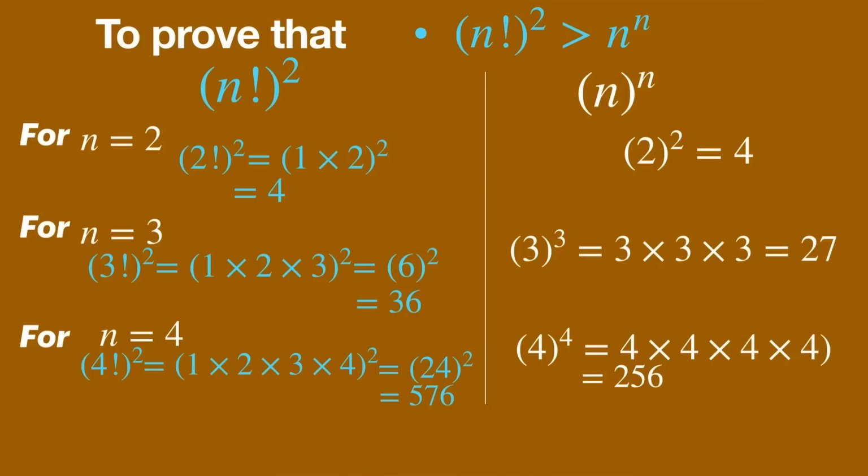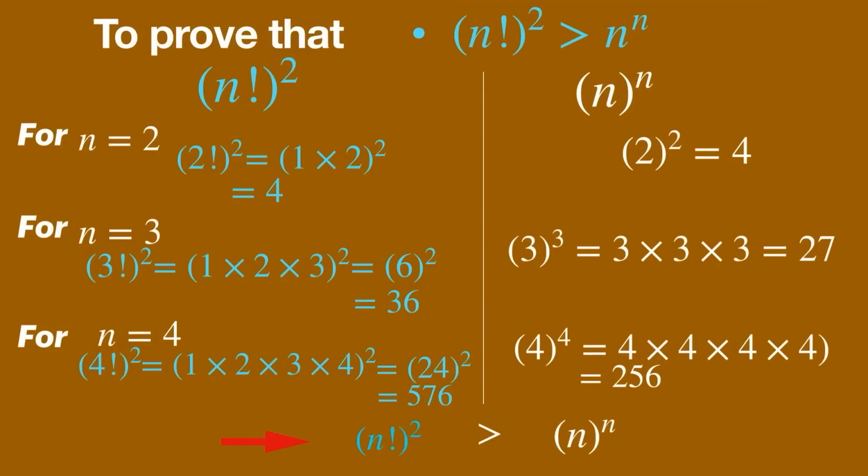always factorial n square is greater than n to the power n. Now let us start to prove that factorial n square would be greater than n to the power n. How can we prove this statement?